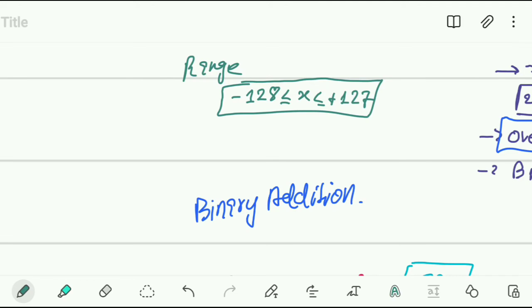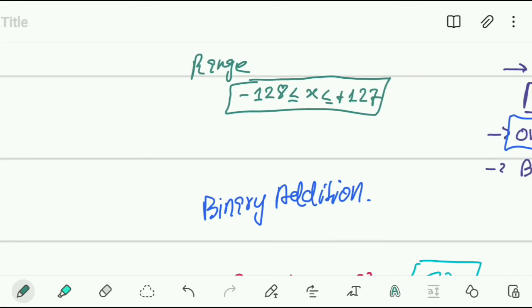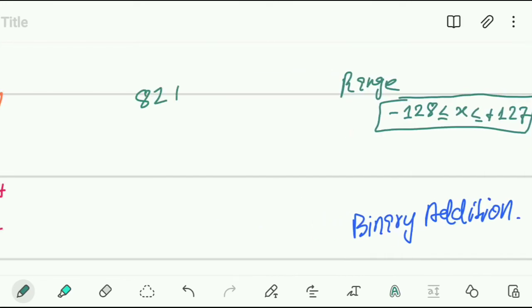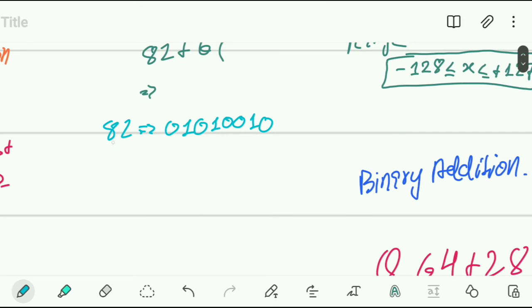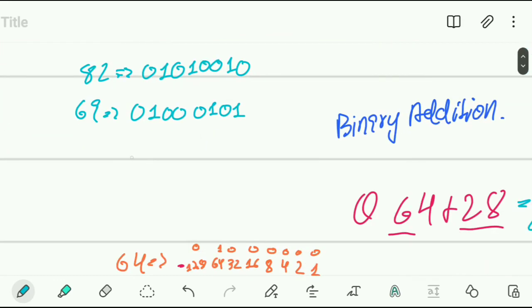For example, let's suppose I take the addition of 82 plus 69. The binary representation of 82 is 0 1 0 1 0 0 1 0, and the binary representation of 69 is 0 1 0 0 0 1 0 1. And if we try to do the addition, let me write in a different color: 0 1 0 1 0 0 1 0 plus 0 1 0 0 0 1 0 1.